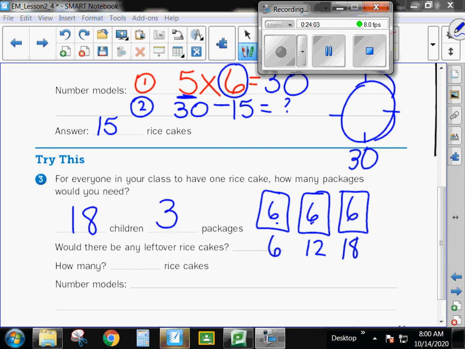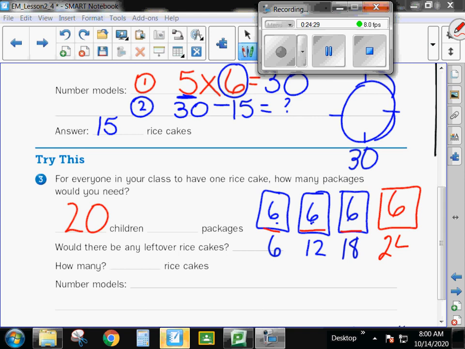Now let's just say, because a lot of times I have more like 20 students. So let's say I did have 20 students and I wanted to know how many packages. Would 3 packages cover it? No, I would have to buy another package, right? And so I'm going to buy another package of 6. How many rice cakes do I have now? Well, if you add another 6 onto 18, now I have 24. It's more than what I need. But if I want to make sure everybody gets one, sometimes you're going to have more packages and you're going to have some left over. Okay? So if I had 20 children, I would have to buy 4 packages.